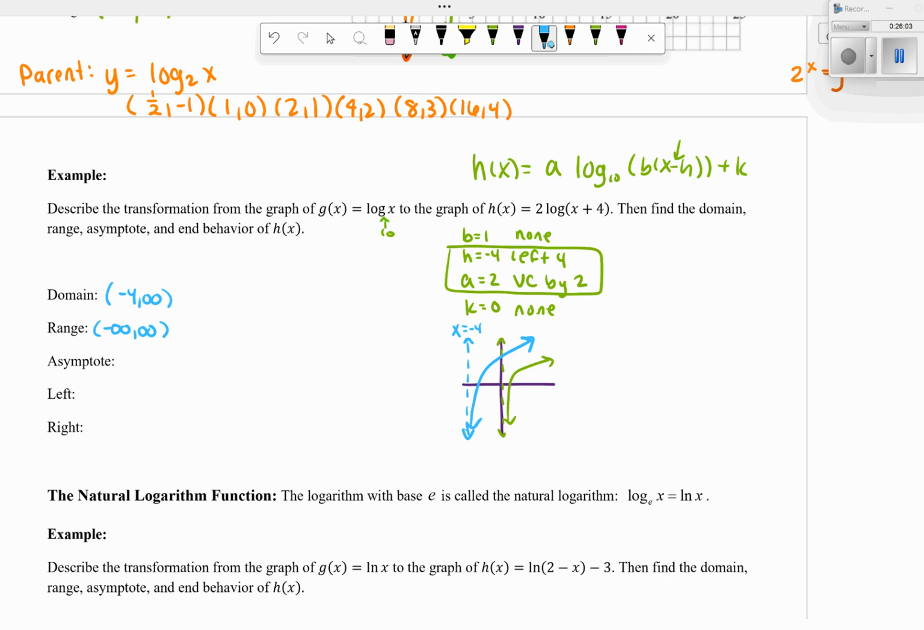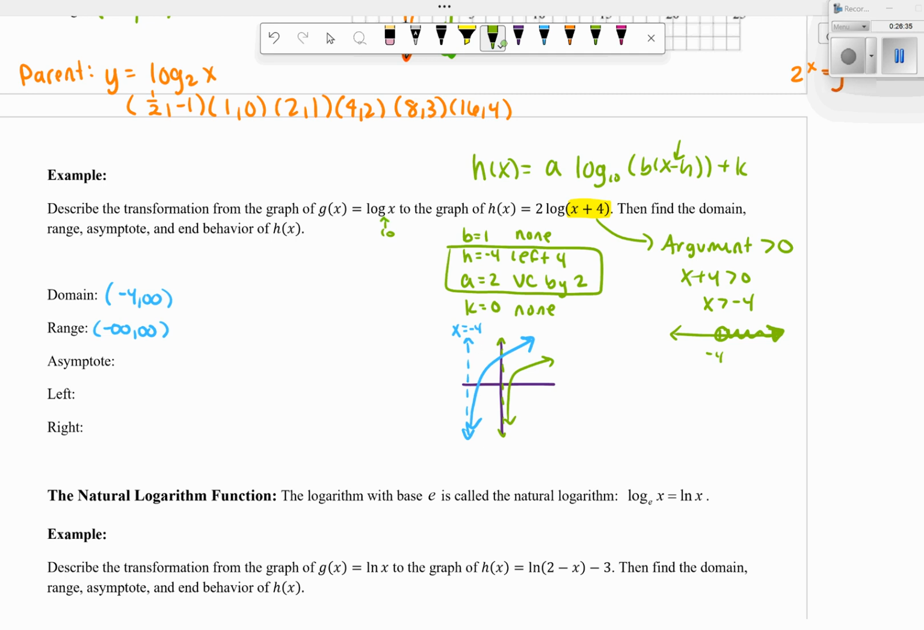Another way to think about the domain is that whatever you take the log of, as we said before, you can't take the log of a negative number or 0. So you can just take the argument of the log. The argument of the log has to be greater than 0. So in this case, x plus 4 has to be greater than 0. So x has to be greater than -4. And again, if you think about a number line, -4 is an open circle, and the numbers greater than -4 go this way. So that's another way to think about finding the domain.